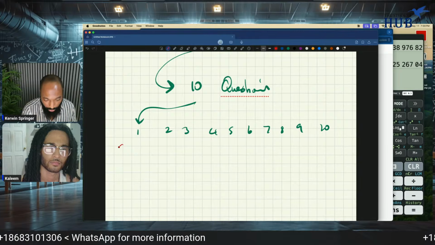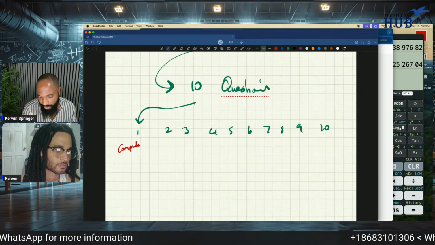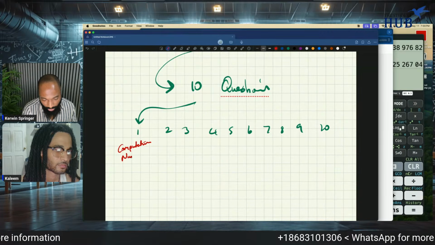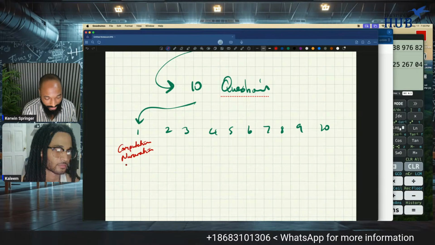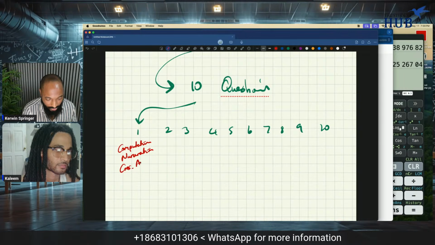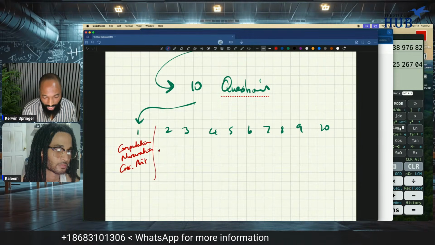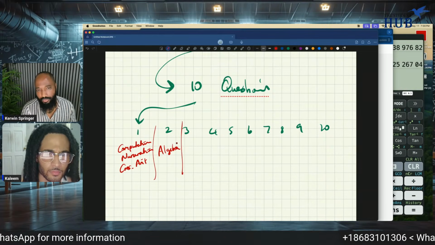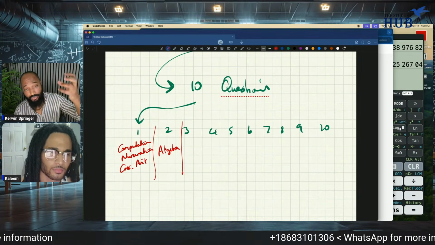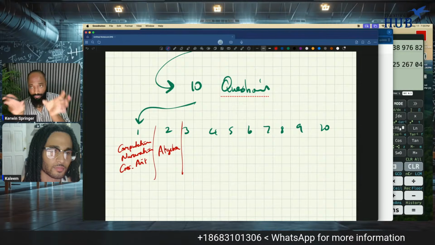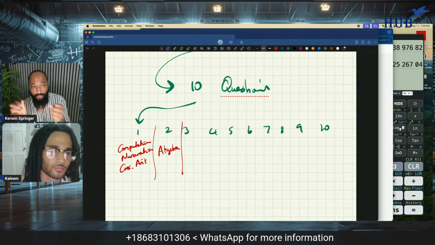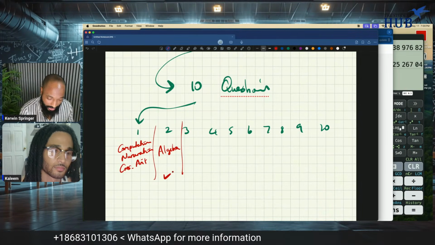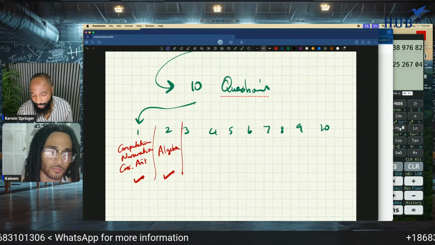Question 1 is your computation and numeration and your consumer arithmetic. I'm not doing any of that today. I have enough of that on YouTube. Algebra is question 2. I wasn't planning on doing much of that, but I'll do some. What I want to do is algebraic fractions. So we're coming up to that just now. So you must get these 2 marks here. Kalim is a past student from earlier.